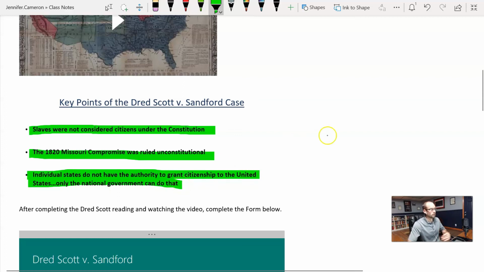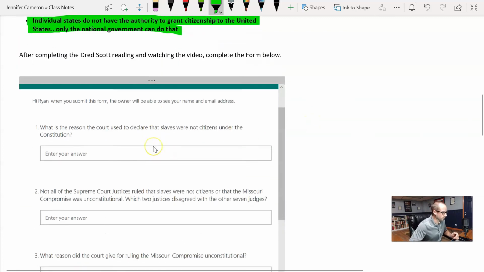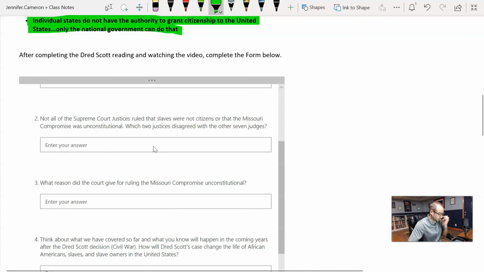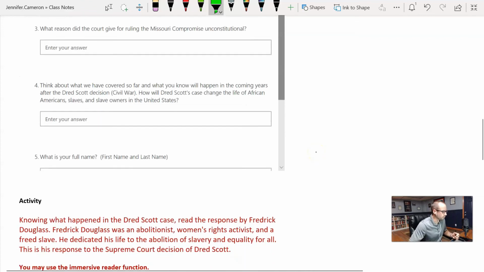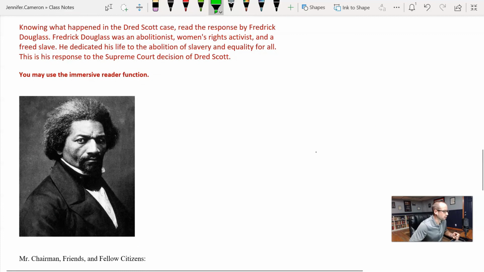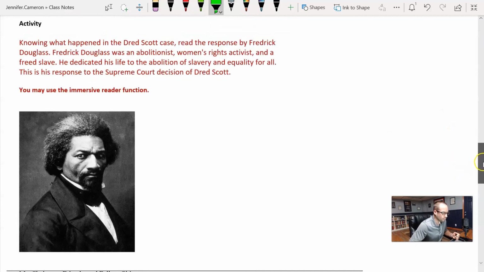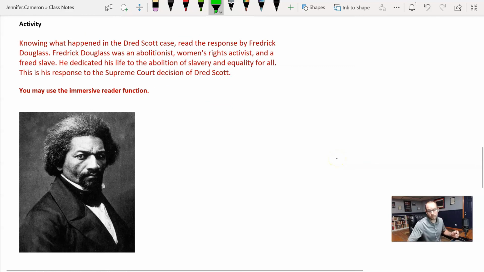So after watching the video and reading through the highlights of the case, or lowlights of the case, you're going to go down and fill out this brief Microsoft form. Once you're done with the Microsoft form, you're going to read a letter from one of the most famous abolitionists and one of the most famous Americans of all time, a man by the name of Frederick Douglass. Frederick Douglass, of course, was an abolitionist. He was a women's rights activist, and he was a freed slave.